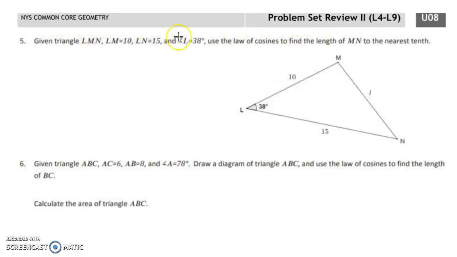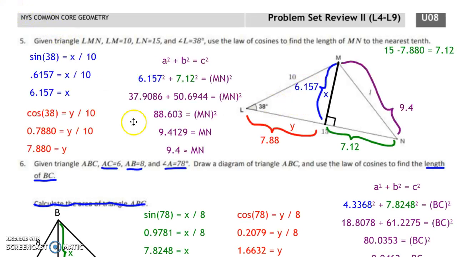This was still from lesson 6. Pause the video, take a look, and see if you can figure it out, and then come back and check. All right, for both of these problems, question number 5 and question number 6, it did ask you to use the law of cosines. But at this time, I hadn't given you the law of cosines yet, but as I showed you here, you can easily use sine, cosine, and the Pythagorean theorem to do the same exact thing.